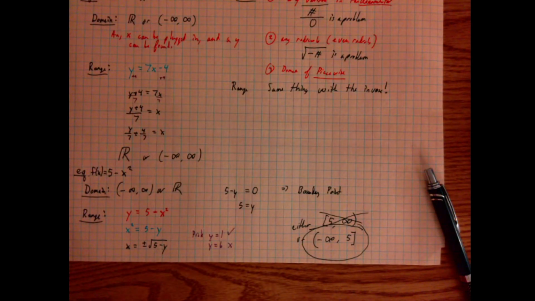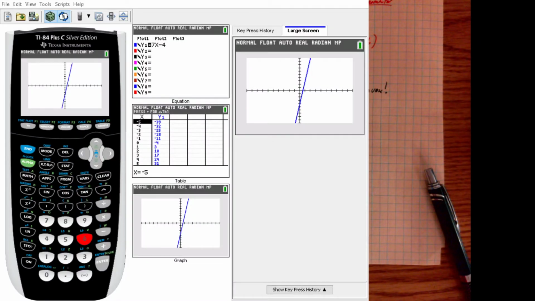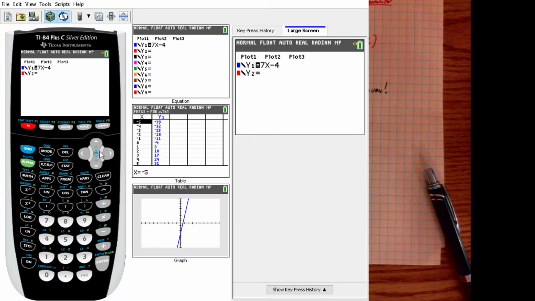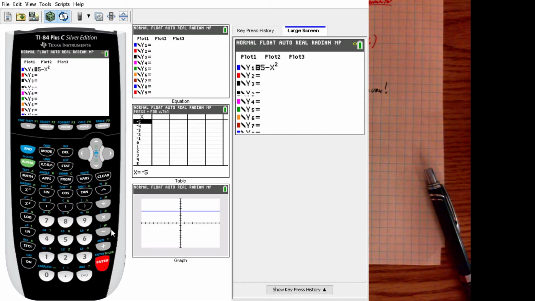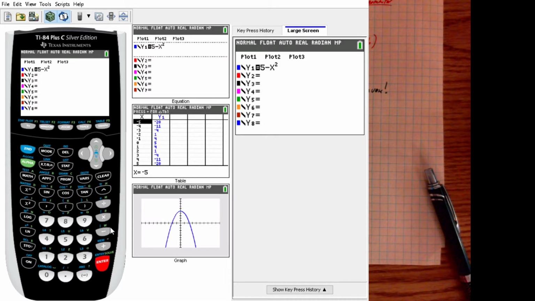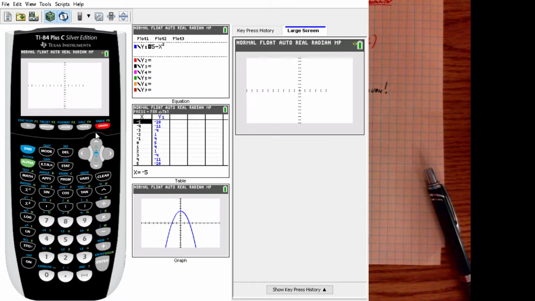Let's take a look. We're going to take this equation here, and we're going to plug that into our graphing calculator. So here we go. Let's verify that we got the right answer. So 5 minus x squared. Now, those of you that are very good at this will find that quite often you can just use the graph to find the domain and range. But if you can't type it in and get a solution, then you don't have the ability to graph this.